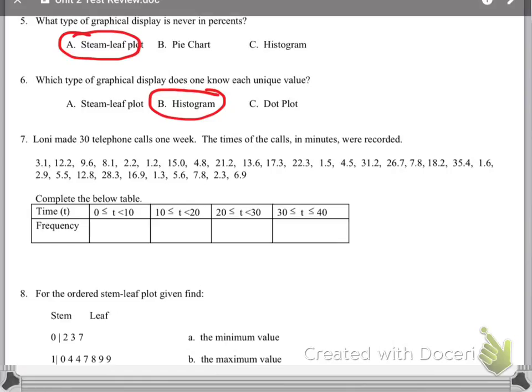Okay, let's go down to number 7. Lonnie made 30 phone calls. The times in minutes were recorded. Complete the table below. All right, so I'm going to turn this off, and I'm just going to show you the answers.